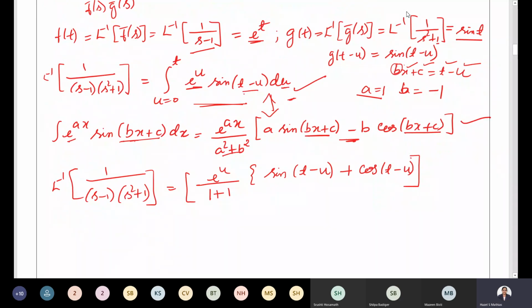Okay, now next what we have to do? We have to put the limits from 0 to t. Limits are for u. So what do we get over here? 1 plus 1 will be 2, so 1 by 2 into. Now apply the limits. First apply the upper limit, that is t. E power t. When I put t in place of u, sin 0 is 0. Then here if I put t, cos t minus t gives cos 0, and we know cos 0 value is 1.